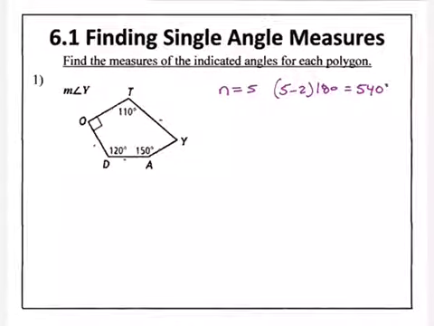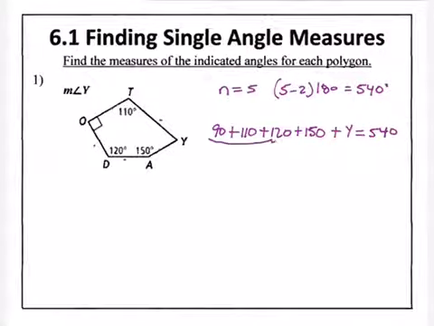And we're going to take that information and set all of the angles we know equal to 540, and then we'll include y as well. So right now we know that we should have 90 plus 110 plus 120 plus 150 plus y equals 540. The key in this case is we want to subtract all of these angles to the other side, so that we're left with just y. And when we do that, we get y equals 70 degrees.